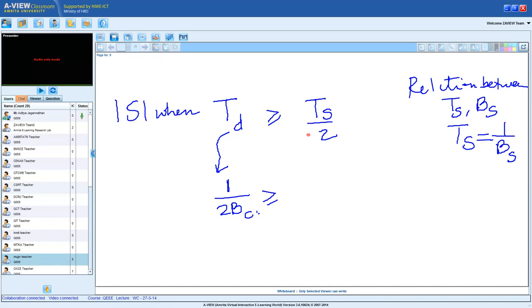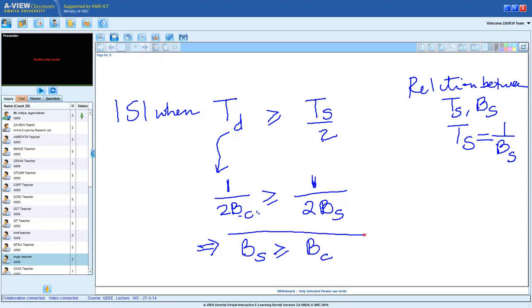Therefore, I can write TD greater than or equal to TS by 2 as 1 over 2BC greater than or equal to 1 over 2BS, which implies BS is greater than or equal to BC. Have we already seen this condition before? BS is greater than or equal to BC. What is this condition?